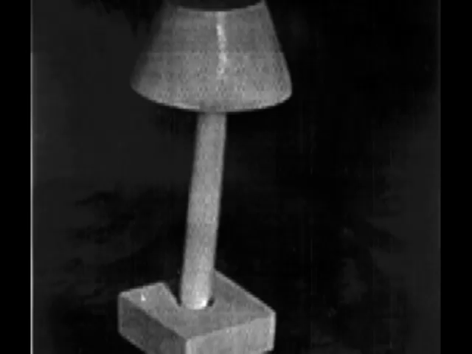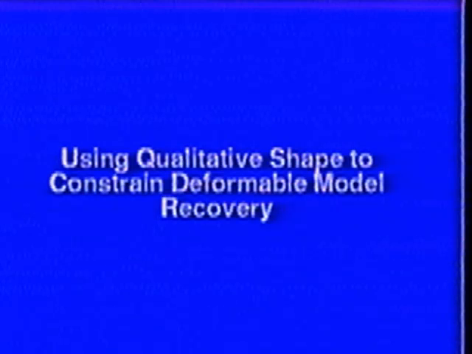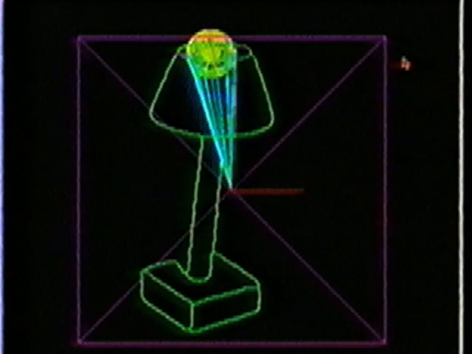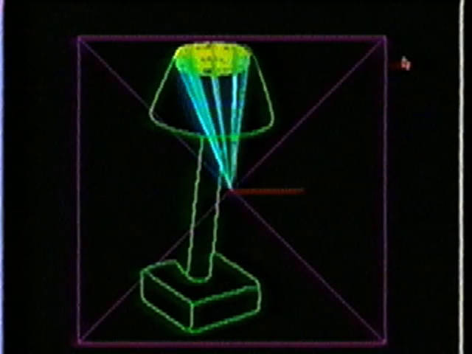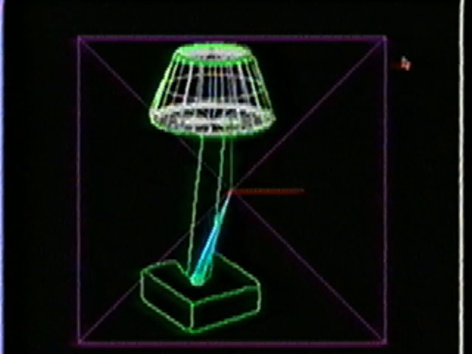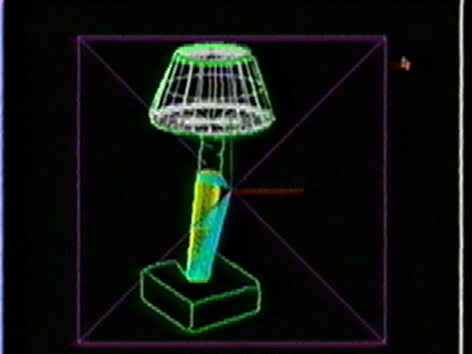Now, simply identifying the objects in the image, again, is not sufficient for recovering their shape for manipulation or localization. So the next videotape I'm going to show you now, I'm going to give you 2 examples. One where we're actually going to use the qualitative shape recovered from the image of this lamp to constrain model fitting processes that will recover an accurate three-dimensional model of the object.